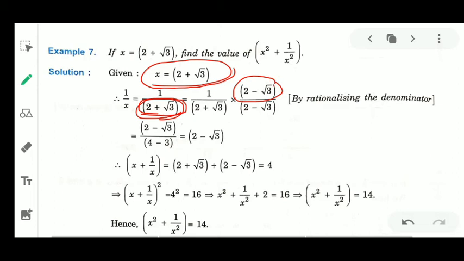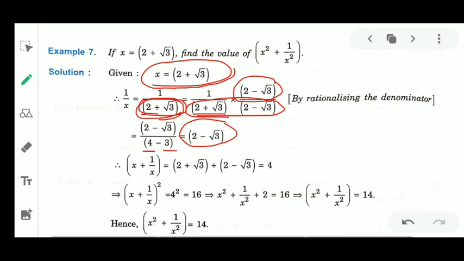Clear? Now if you look at the denominator, that is in the form of a plus b into a minus b, that is a square minus b square. So 2 square is 4 minus root 3 square is 3. Clear? So 4 minus 3 is 1. Then we will have 2 minus root 3.